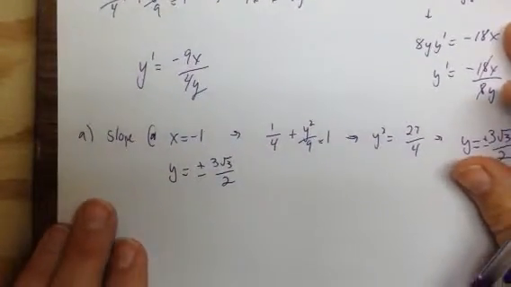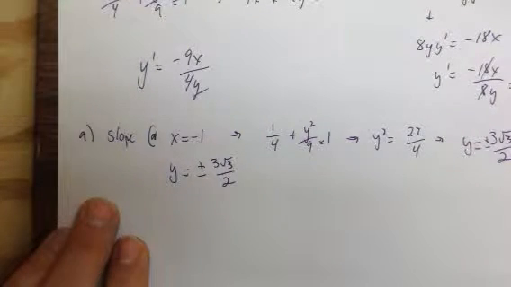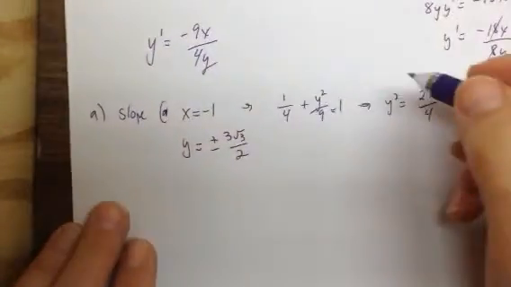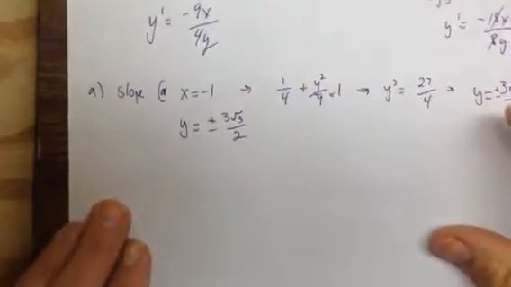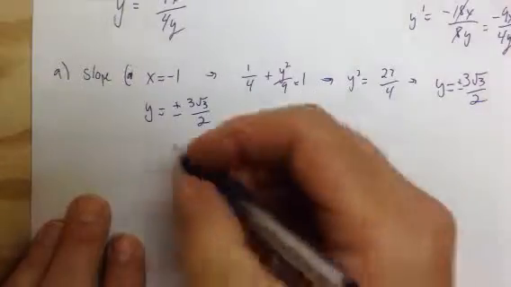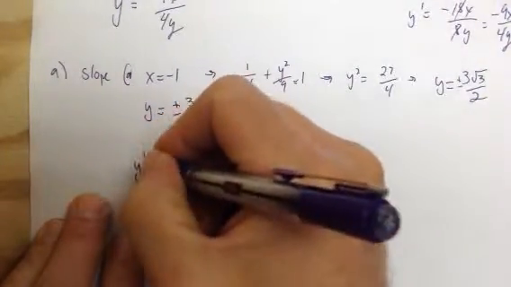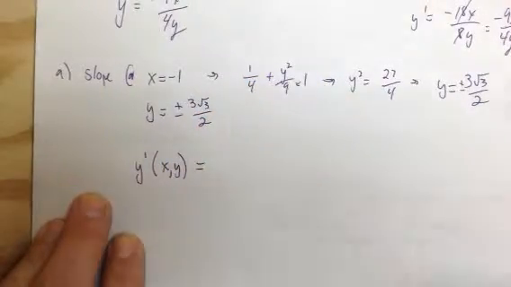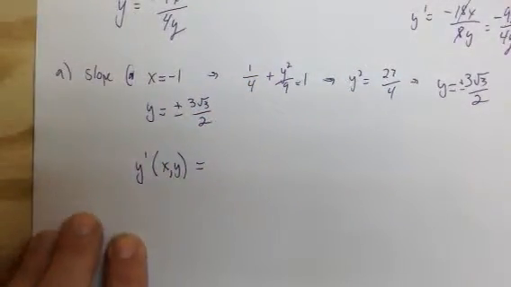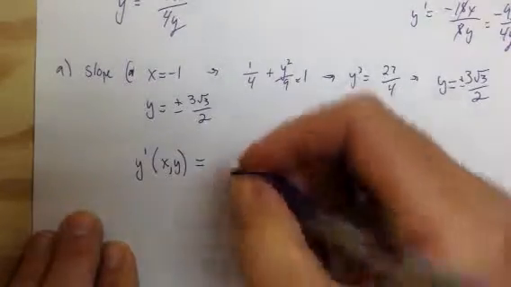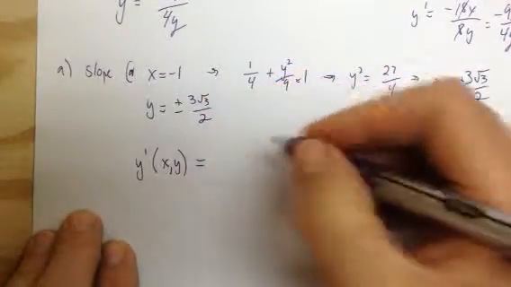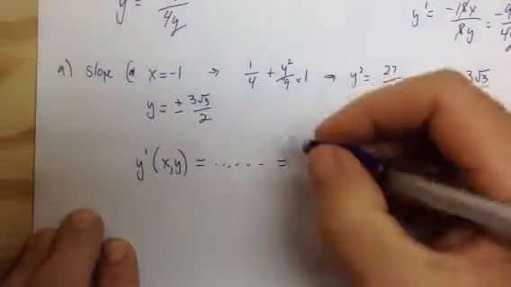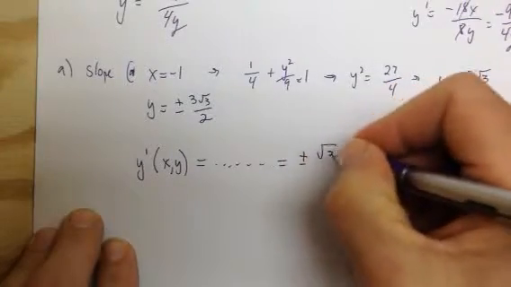So we've got two different slopes. We've got to put in positive 3 radical 3 over 2 and negative 3 radical 3 over 2 back into this thing up here. So I'm going to write this with some new notation. I'm going to let you finish this part. We're going to have y prime of x and y. Let me know if that notation bothers you. Y prime as a function of x and y is going to be equal to, I'll let you do the plug and chug and simplification, but you should have gotten down to plus or minus radical 3 over 2.